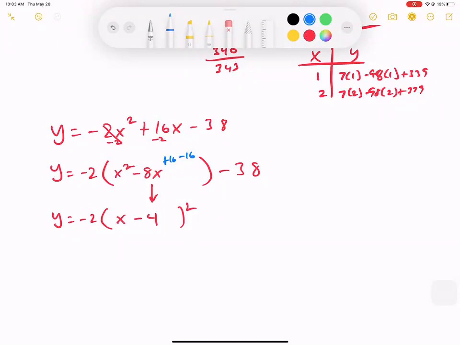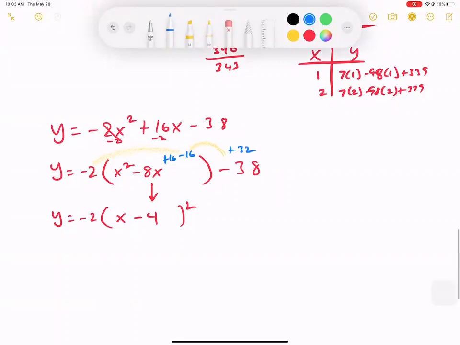Now here's our next trick. We need to combine the 16 with the 32, but remember, 16 inside the house is not 16 on the outside of the house. This guy's a pop star. We need to multiply that by negative 2 to kick him out. Negative times negative is positive, so we have a positive 32. 32 minus 38 is a negative 4.